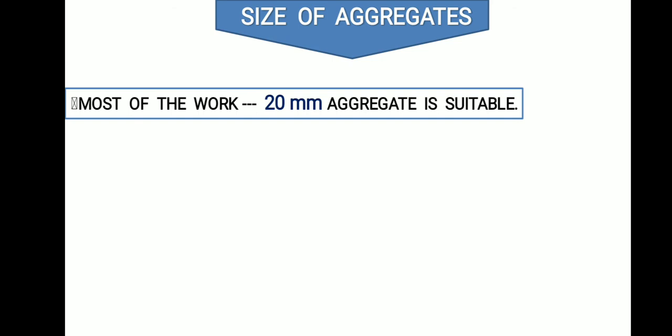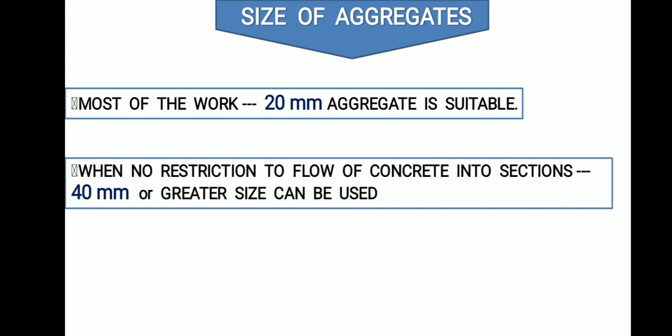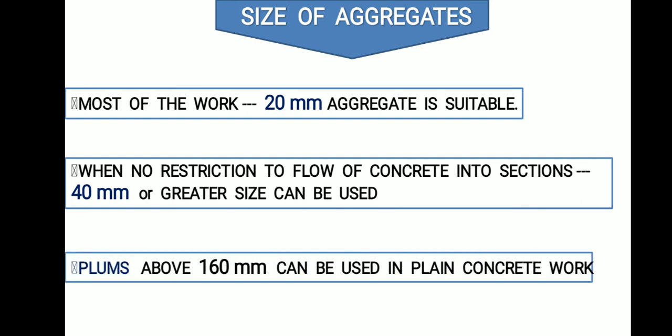Okay, so next we have size of aggregates. So few points to discuss. In most of the work, 20 mm aggregate is suitable, and when there is no restriction to the flow of concrete into sections, 40 mm or larger size can be used. Plums. Okay, so plums, simply I mean that large stones which are known as boulders, or we can say the coarse aggregates. So the coarse aggregates above 160 mm can be used in plain concrete work.